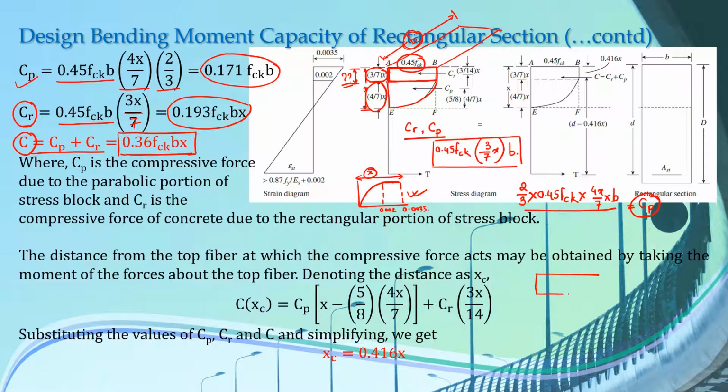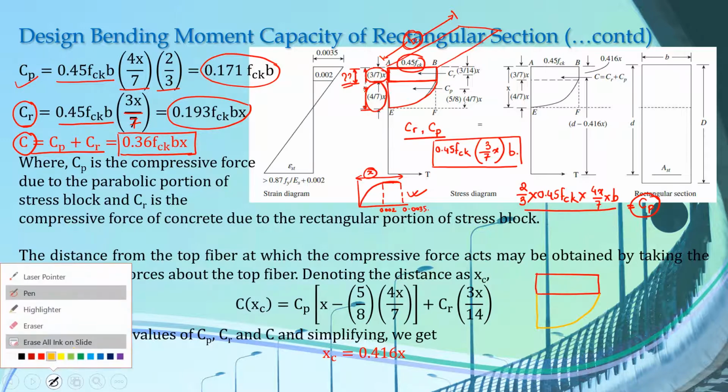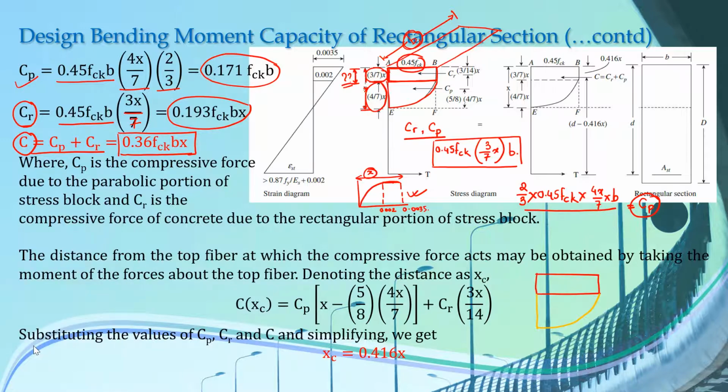Okay, this is our rectangular block. Let me draw it with a different color, and this is our parabolic block. So this total distance is x here, as we have seen. Let us suppose that our total compressive force acts at a distance of Xc from this top fiber here. So let us suppose somewhere here. Let me represent the total compressive force as C.